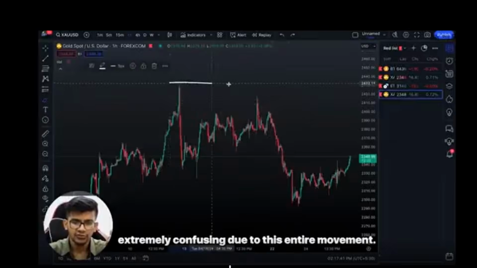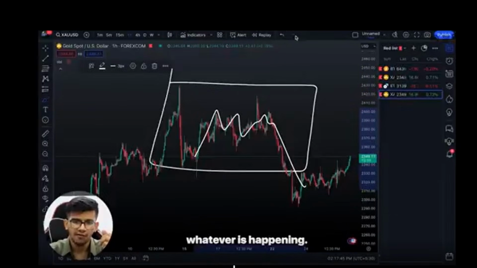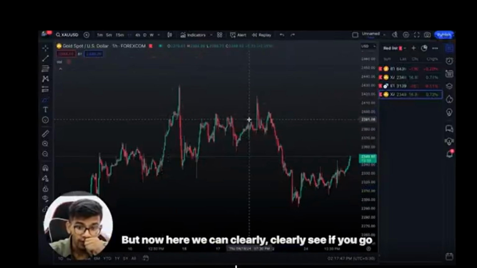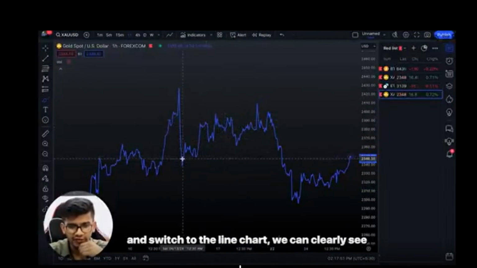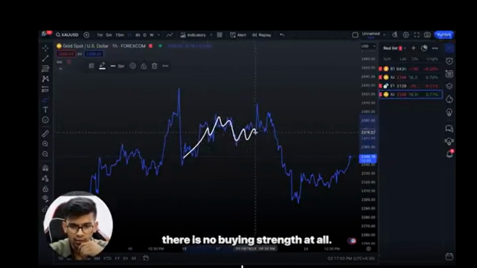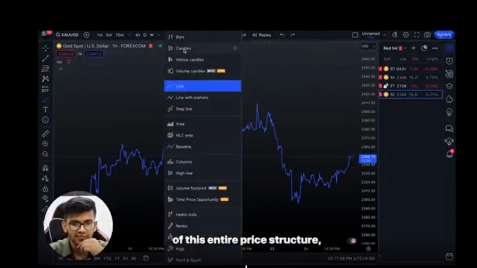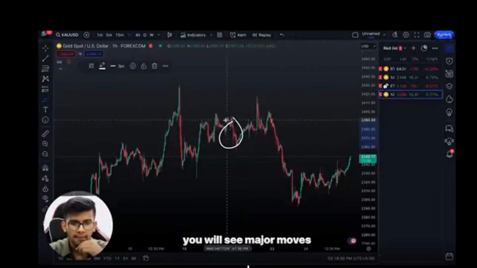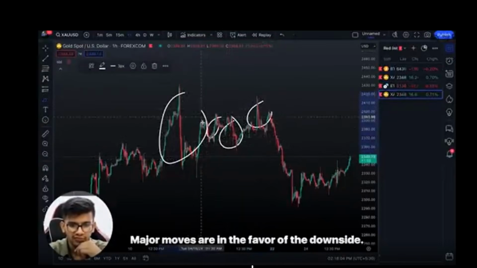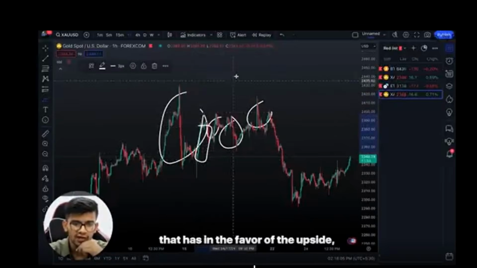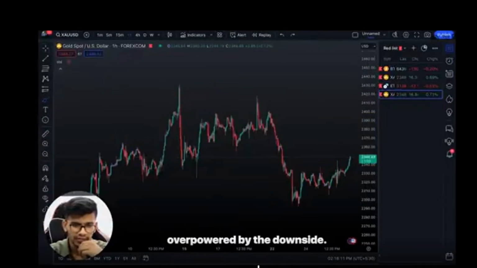It might look extremely confusing to you, this entire movement. The price is trying to go up, trying to go down, whatever is happening. But if you switch to the line chart, we can clearly see there is no buying strength at all. The buyers are genuinely struggling a lot. Even if you look at the strength and momentum of this entire price structure, you will see major moves are in favor of the downside. There's only one move in favor of the upside, which is once again overpowered by the downside.